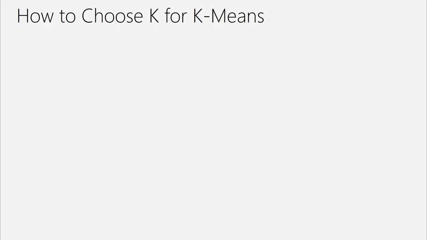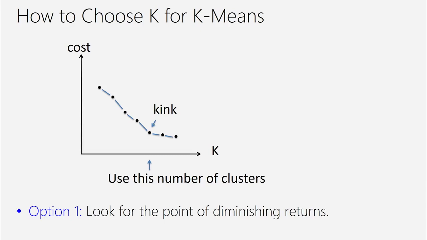Okay, so let's discuss a bit more about practical aspects of k-means, and in particular, how you're going to choose k, because you have to put k in as an input. Now, there's a couple of options. There's no single right answer for this, but one option is to look for the point of diminishing returns. As you increase the number of clusters, the cost function is going to go down, but after a while, it won't go down very much. And that's probably where you want to stop.